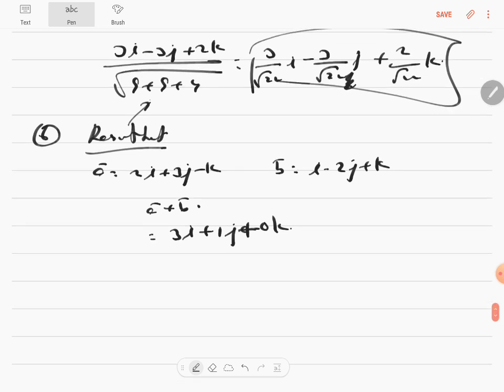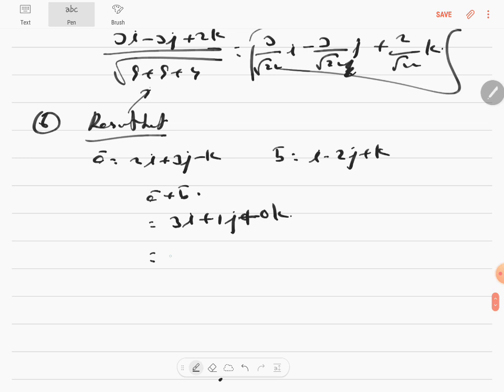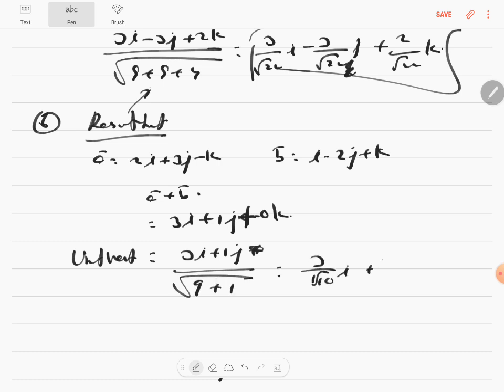Now the question is, find the vector of magnitude 5 units and parallel to this. Anything which is parallel to this will be, okay, let's convert it into a unit vector. The unit vector will be 3i plus 1j plus 0k divided by root of 3 square, which is 9, plus 1. So 3 by root 10 into i plus 1 by root 10 into j is the unit vector.